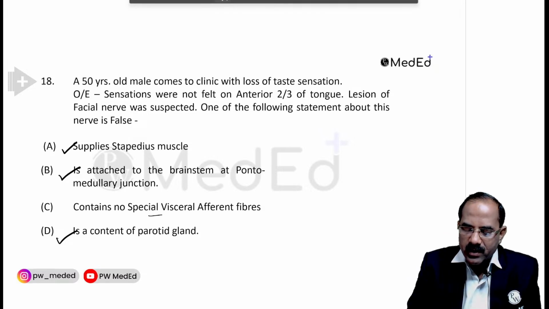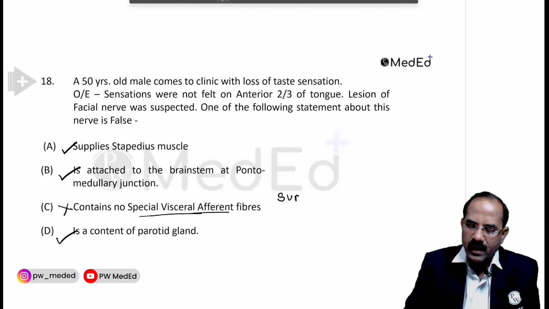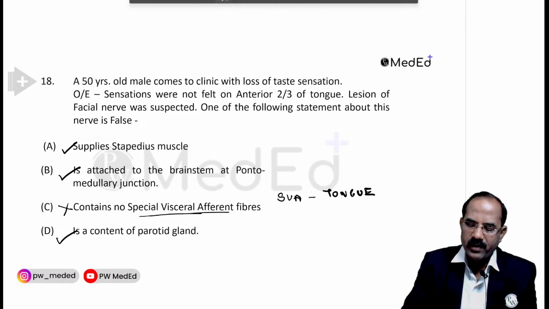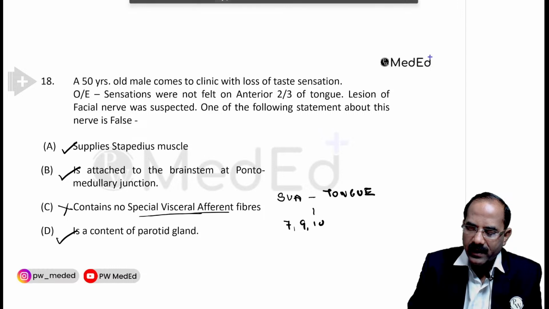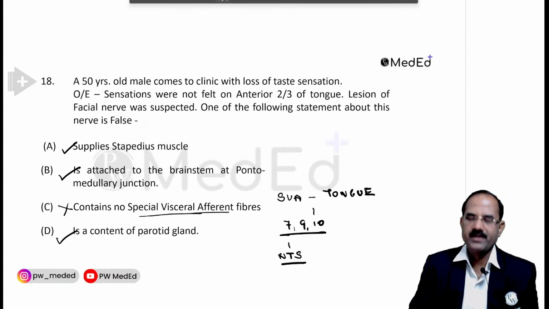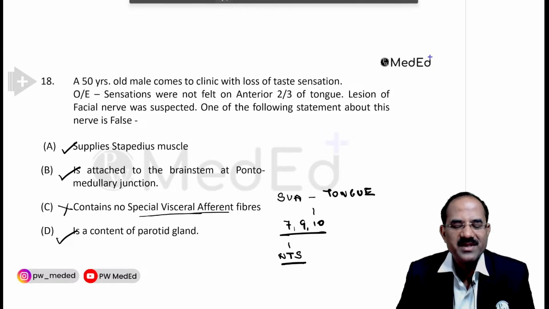Contains no special visceral afferent fibers. That's wrong. The special visceral afferent supplies the tongue. And this special visceral afferent is present in which nerves? I just told you, the 7th, the 9th and the 10th nerve. And what is the name of the nucleus? That's the nucleus of tractus solitarius. Correct? So answer is C for this. C. Yes, very good, very good.